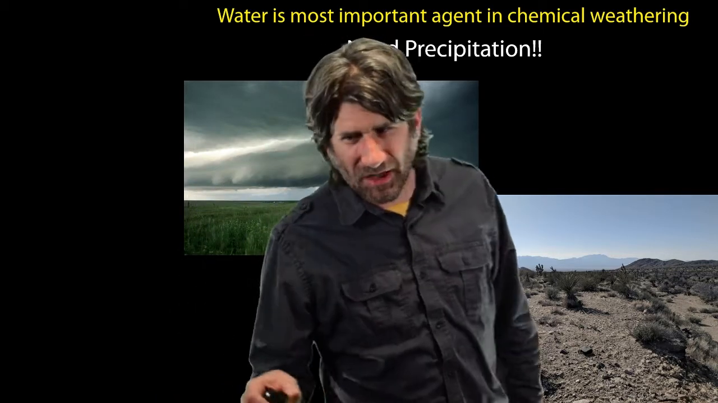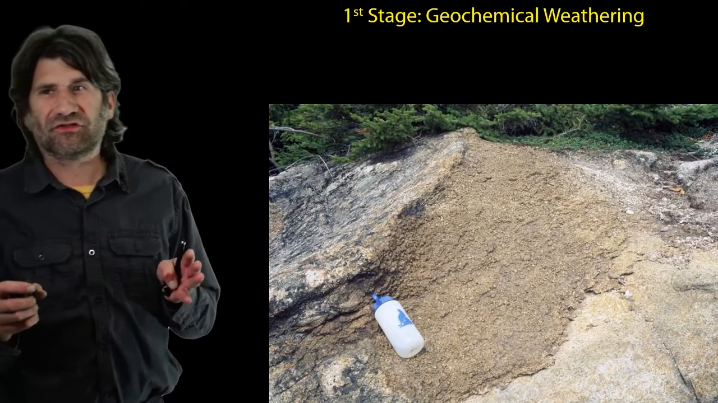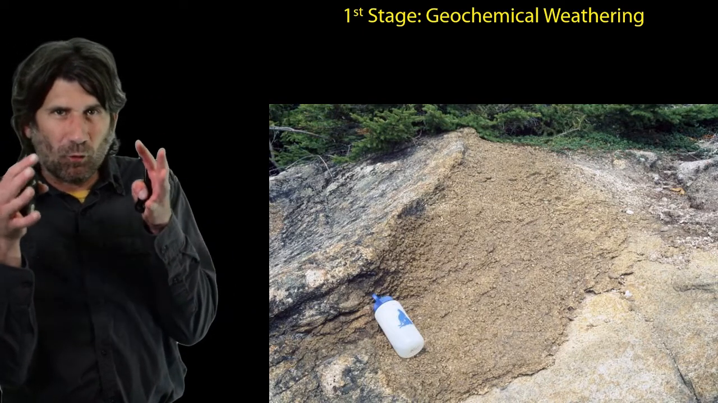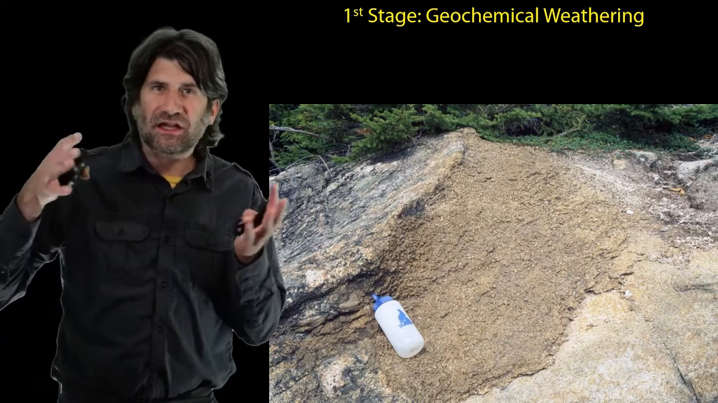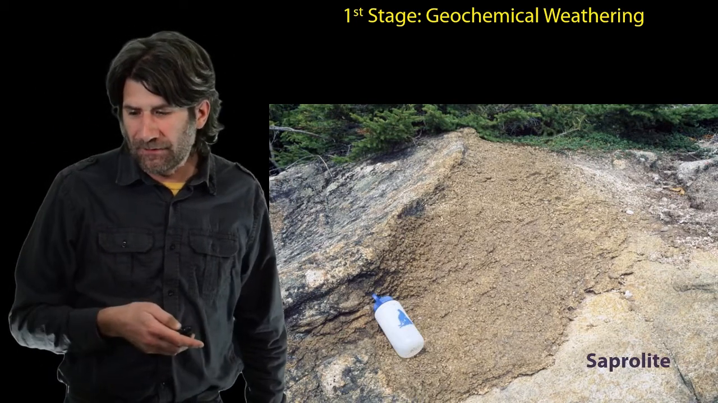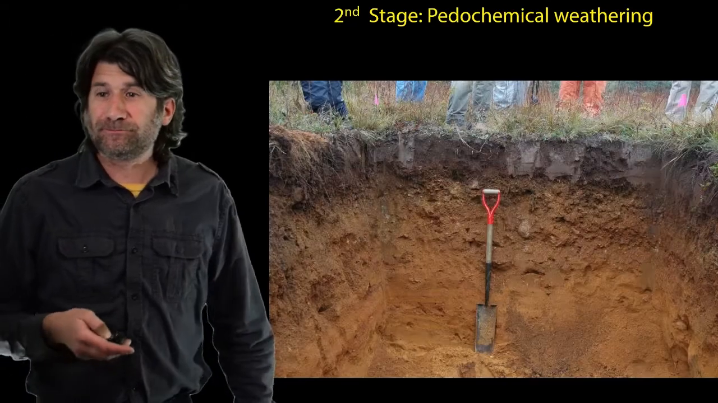When we think about chemical weathering, we kind of break it into two phases. The first stage is what we call geochemical weathering. And geochemical weathering is where we just essentially take the bedrock and we weather that bedrock through chemical weathering processes. And so that happens kind of at the outcrop. And we can make things like saprolite that you guys have been learning about.